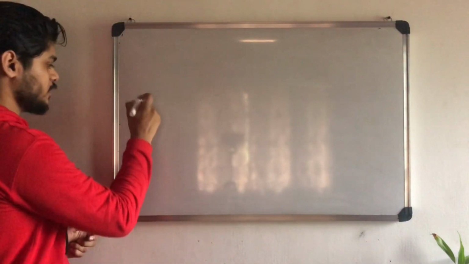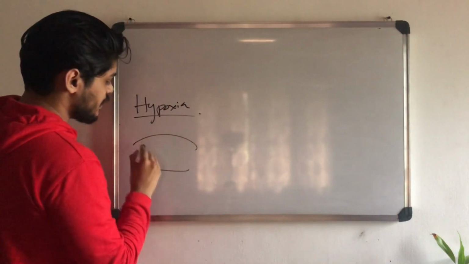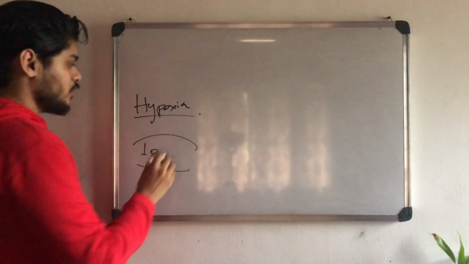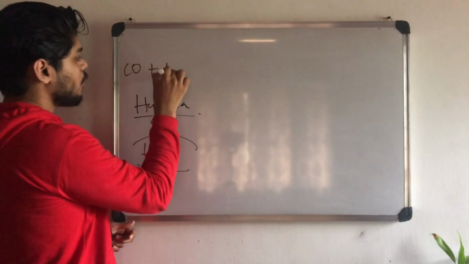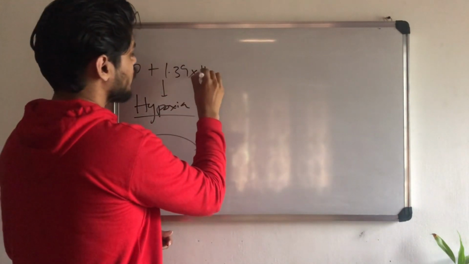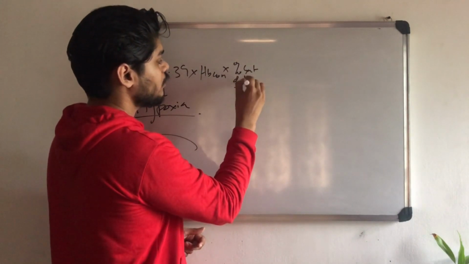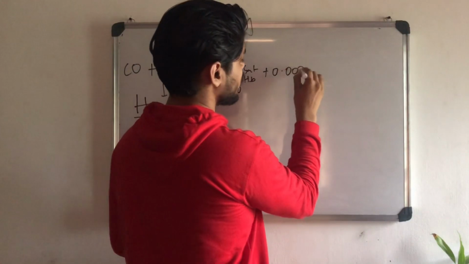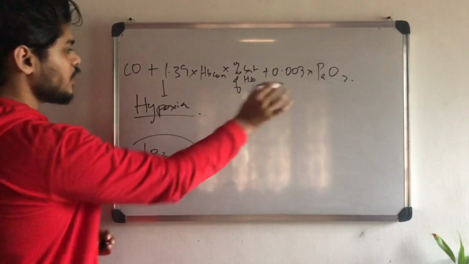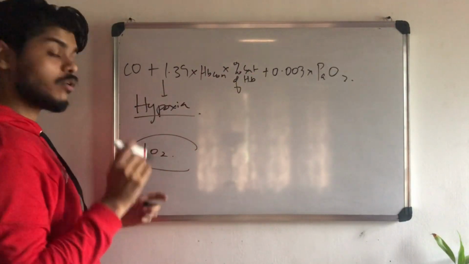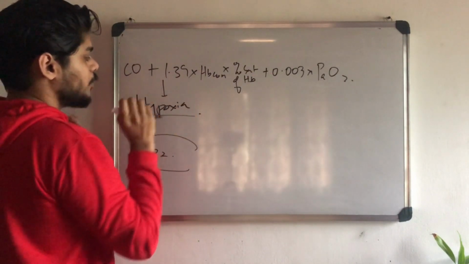So we know what is hypoxia? Hypoxia is that there is less oxygen in the tissues, right? So it can be caused by, we studied a certain equation: cardiac output times 1.39 times hemoglobin concentration times percent saturation of hemoglobin, plus 0.003 times PaO2, right? We have learned this. This is the equation for oxygen delivery to tissues. So if oxygen delivery to tissue is decreased, then hypoxia happens, right?